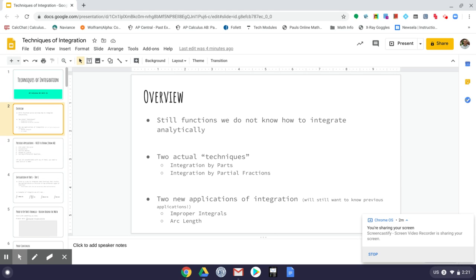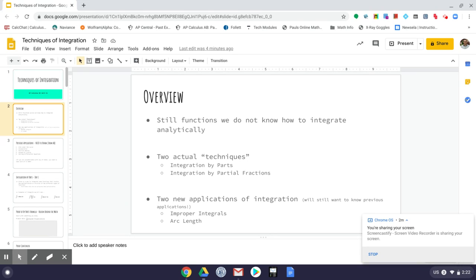Well, what's going to happen at the beginning of this course is that there are still functions out there that we don't know how to integrate analytically. Analytically basically means by hand. What are those techniques that we can use to find the integral or the antiderivative of certain functions that don't necessarily follow the patterns or the types of functions that we saw last year?